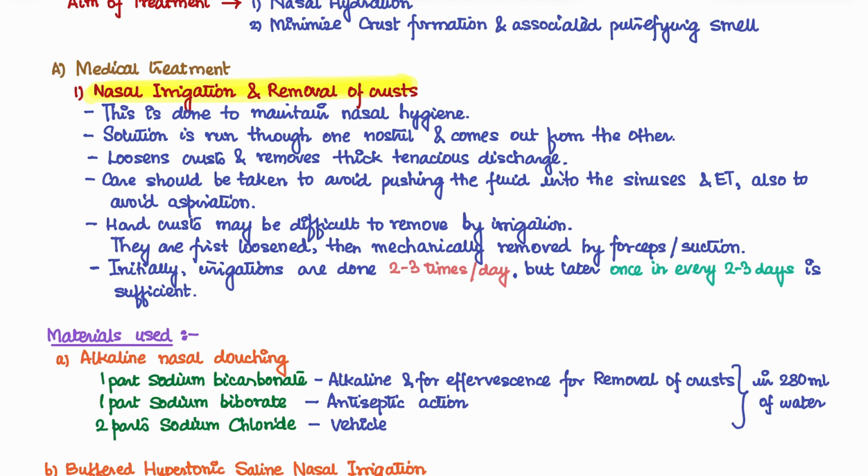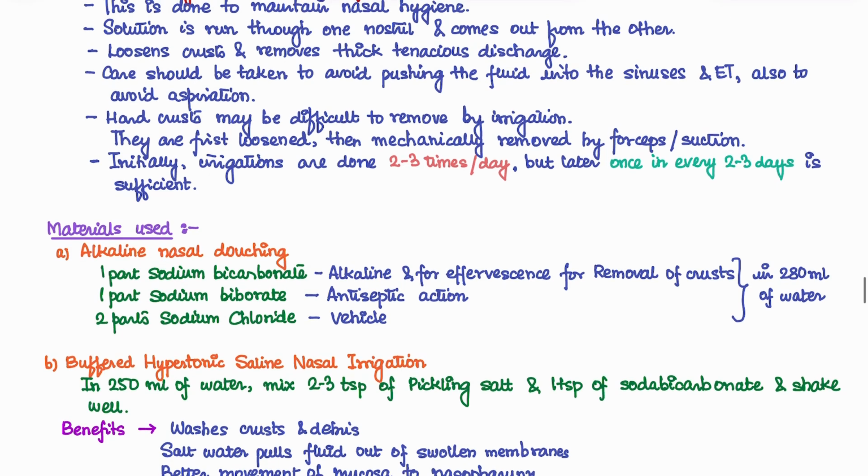Now, there are two different materials that can be used for this. First is an alkaline nasal douche, where we mix 1 part sodium bicarbonate, 1 part sodium biborate, and 2 parts sodium chloride in 280 ml of water. And this is used to do nasal irrigation. All three components have a specific role. Sodium bicarbonate is alkaline and creates effervescence for removal of the crusts. Sodium biborate has an antiseptic action, and sodium chloride acts as a vehicle.